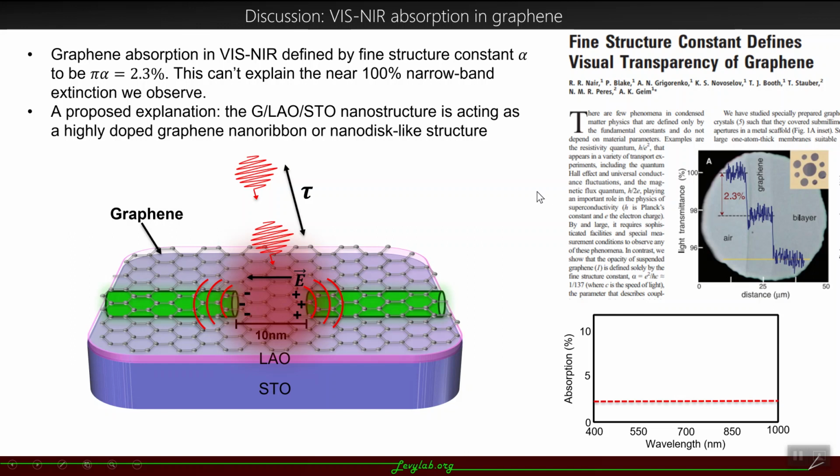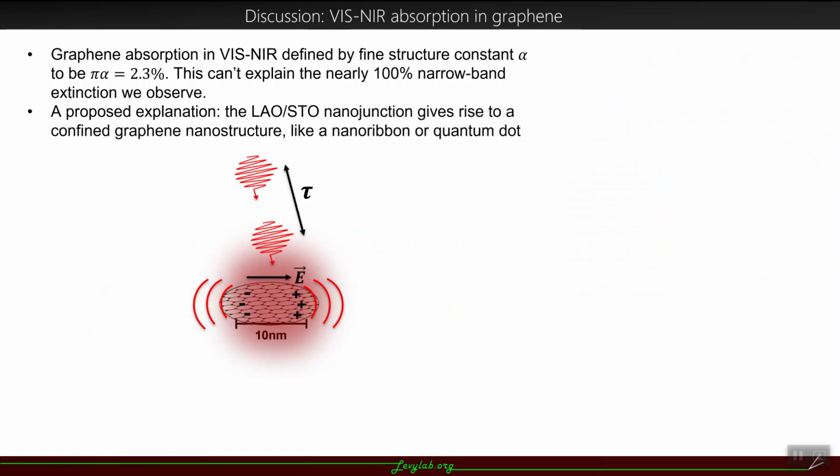So how can there be such strong optical absorption? In the past, we've proposed an explanation in which, in 2D planar graphene, the nanostructure is acting like a highly doped graphene nanoribbon or nanodisk-like structure. When we apply a 1 volt source drain bias across the device, that is confined to this 10 nanometer region. And that gives rise to an extremely large electric field locally defined directly beneath the graphene. So perhaps that could make the local region of the graphene act as if it's like a nanoribbon. So there are these confined structures.